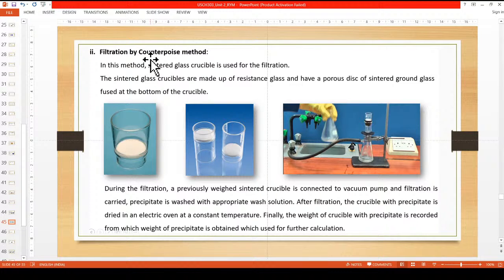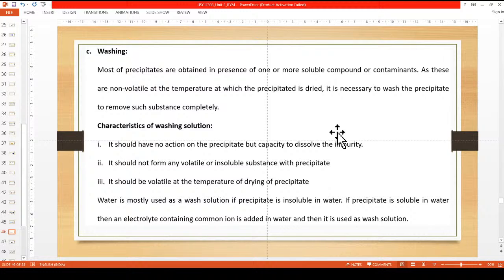Okay, in the counterpoise method you are using a sintered glass crucible, where you need to apply pressure in vacuum filtration. Then washing of precipitate. This is again very important.